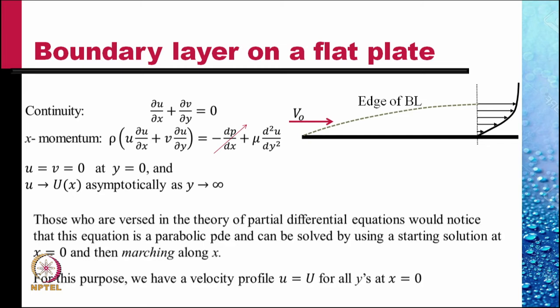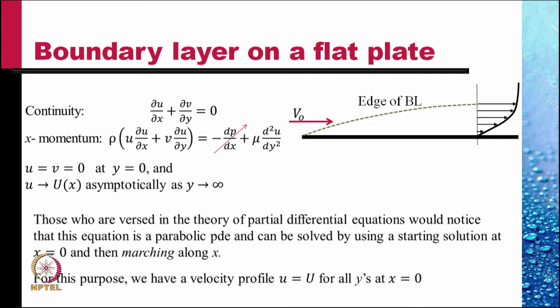Those who are versed in the theory of partial differential equations would notice that this equation is a parabolic partial differential equation and can be solved by using a starting solution at x is equal to 0 and then marching along x. The solution at x is equal to 0 is that the horizontal component of velocity is equal to capital U everywhere, so that we can march from there onwards.